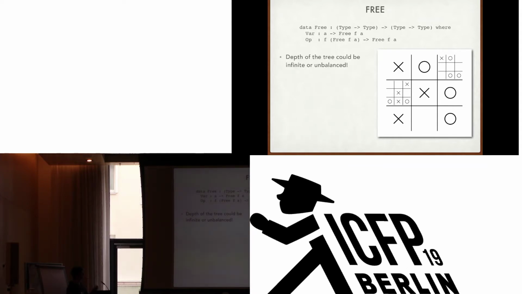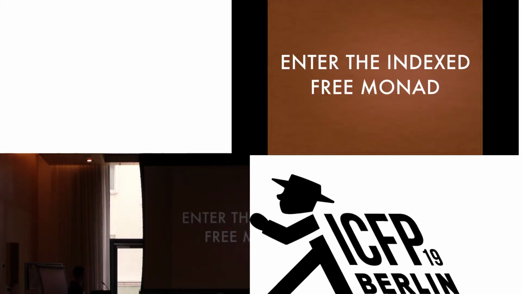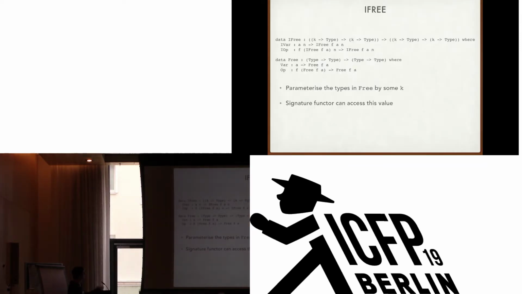But the depth of the tree could be unbalanced. And as I said, we want everything to be balanced at the bottom. So as the vector is to the list, the index-free monad is to the free. So let's just push this a little bit. You can see it's basically the same thing. Every type becomes a K to type, except A to free F A becomes A N to I free F A N. So it's just another parameter, essentially.